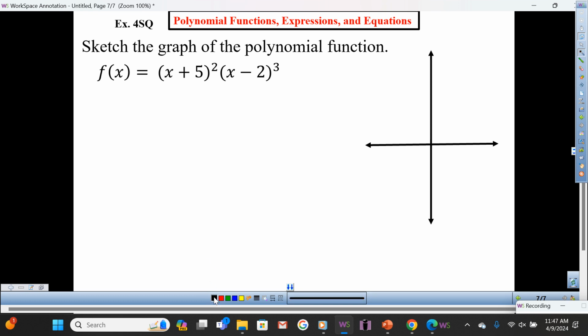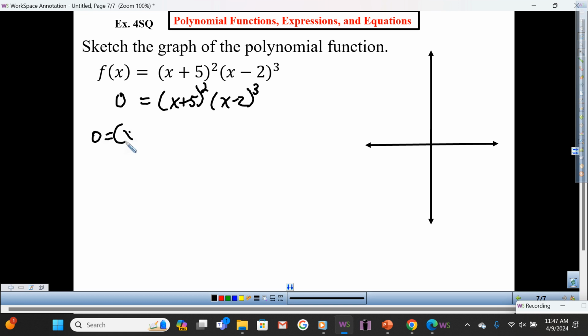Jay, what do I do? Set it equal to 0. Doesn't miss a beat. Let's go. Next, we need to write these in factored form. So 0 equals x plus 5, x plus 5, x minus 2, x minus 2, x minus 2.